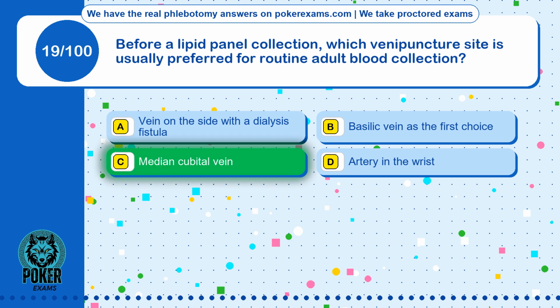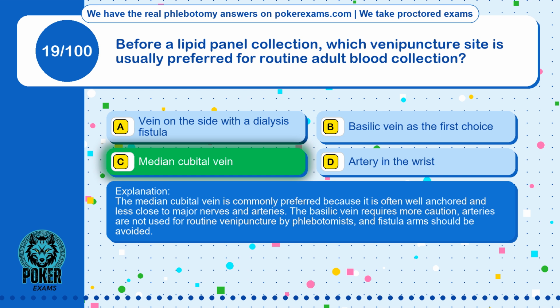The correct answer is option C. Median cubital vein. The median cubital vein is commonly preferred because it is often well anchored and less close to major nerves and arteries. The basilic vein requires more caution, arteries are not used for routine venipuncture by phlebotomists, and fistula arms should be avoided.